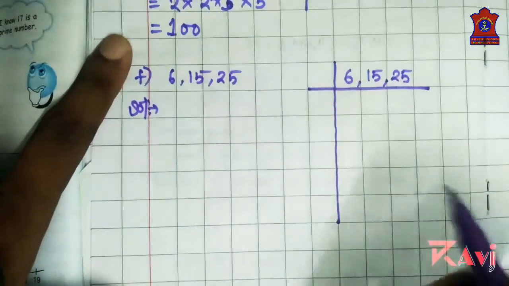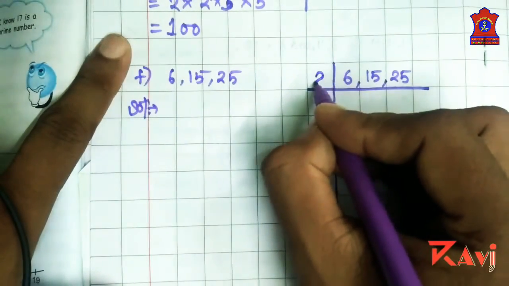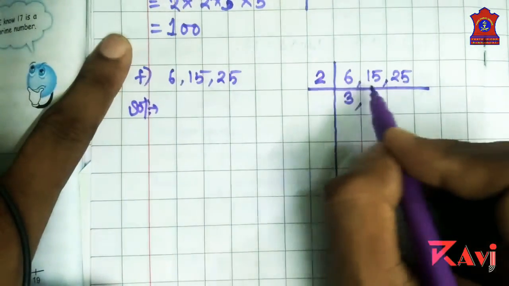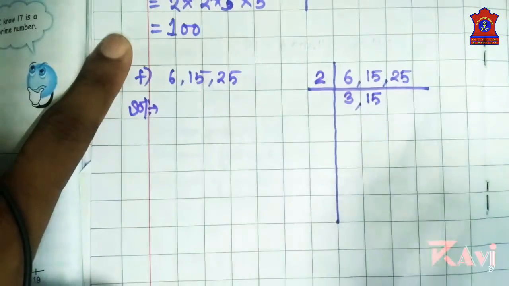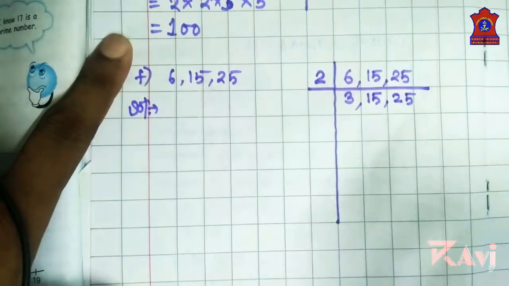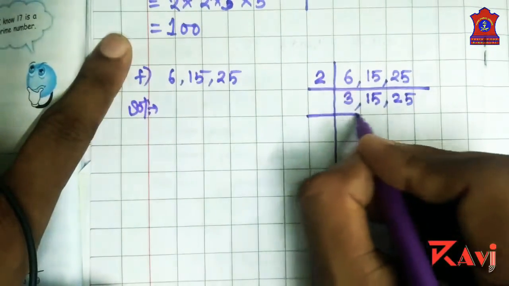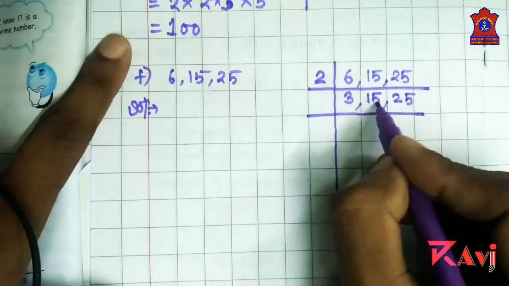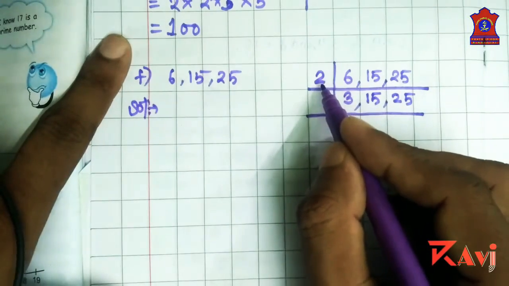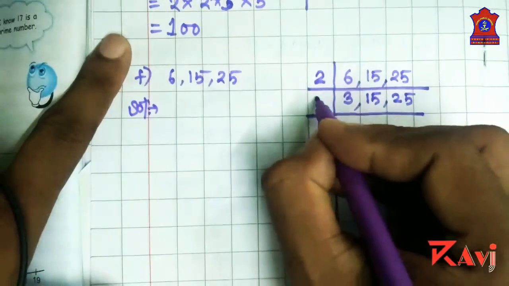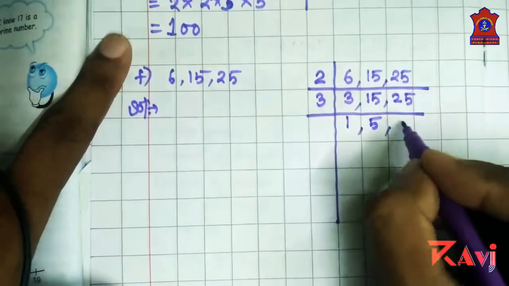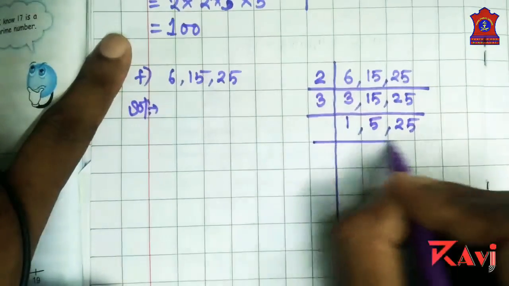Start with 2's table. 2 into what makes 6? 2 3s are 6. Clear? Is 15 there in 2's table? No. So write it as it is. 25 is also not divisible by 2. So write it as it is. Next, look at all the numbers carefully. 3, 15 and 25 are not divisible by 2. So we'll take the next number, which is 3. 3 ones are 3. 3 fives are 15. 25 is not divisible by 3, so write it as it is.